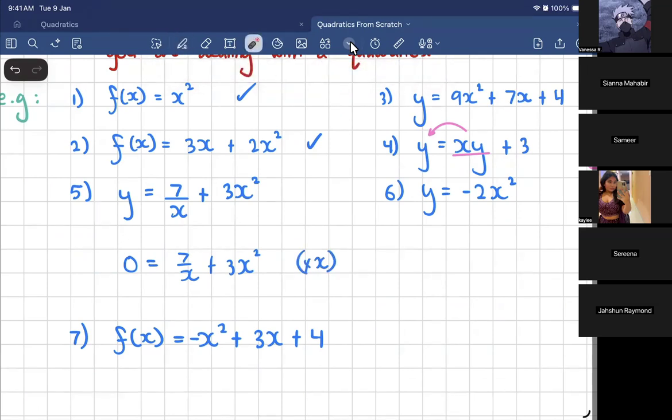Why? Well, right now you have 7 divided by x. You don't want to work with fractions, so you'd multiply both sides by x, so it cancels off. When you do that, Jelani, 0 times x is 0, 7 over x times x is 7, and what is 3x squared by x? Tell me, Jelani, what is 3x squared by x? Anybody know what x squared by x is? Does anybody know how the rules for indices work?